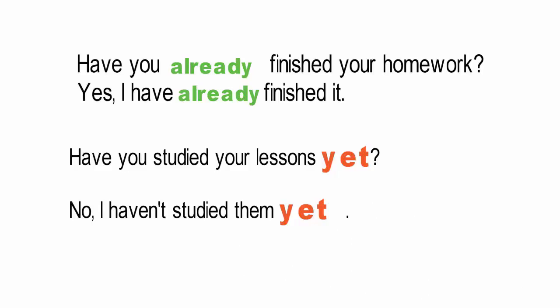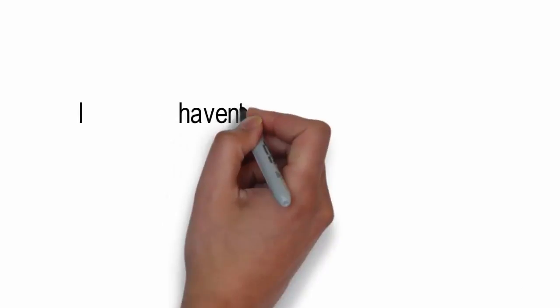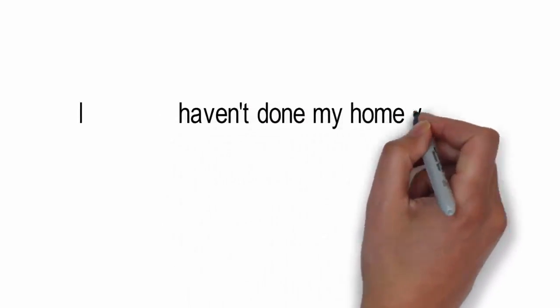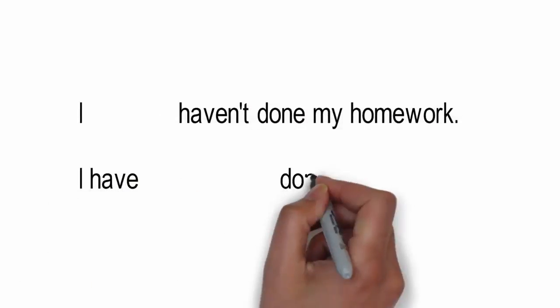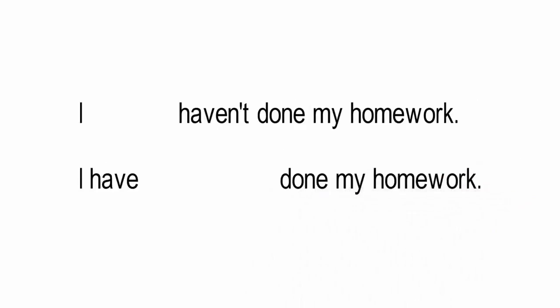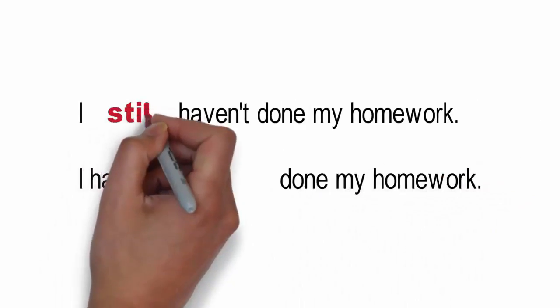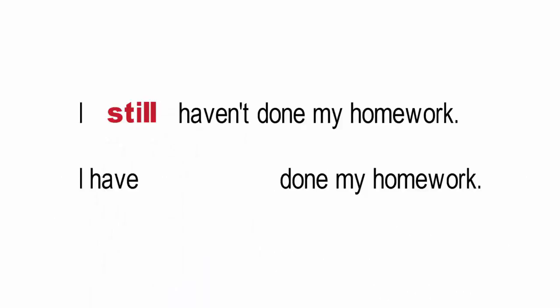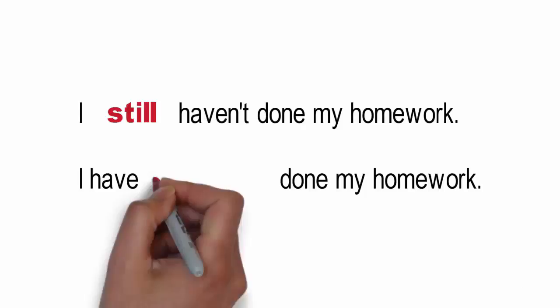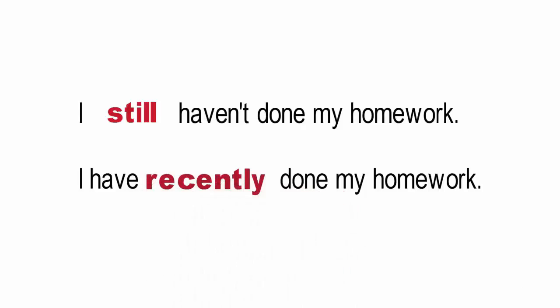Other keywords are still and recently. You can say, I still haven't done my homework. As you can see, still is used in negative sentences before haven't or hasn't. So, I still haven't. He still hasn't. Don't say, I haven't still. Okay? Recently, for example, I have recently done my homework. Good.